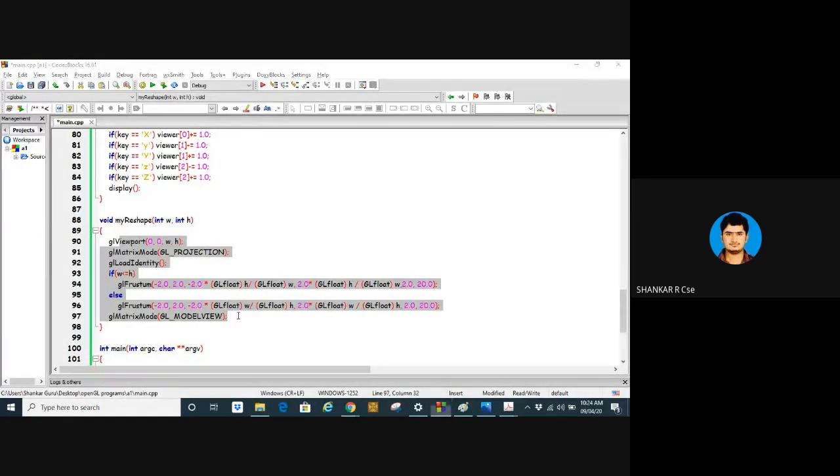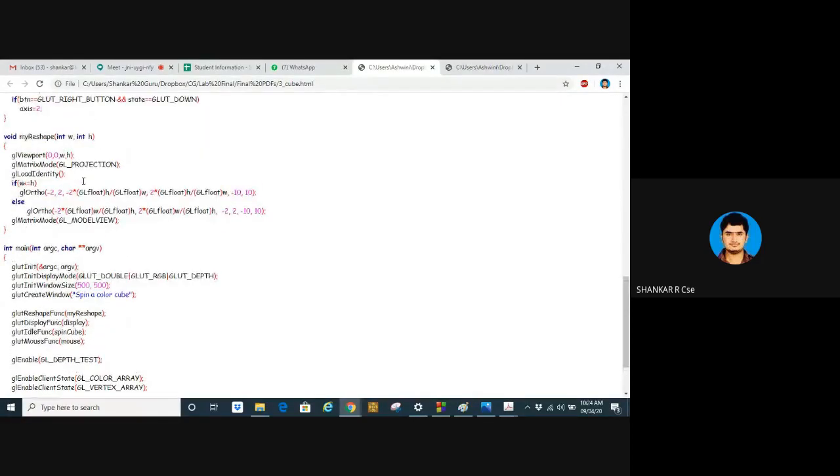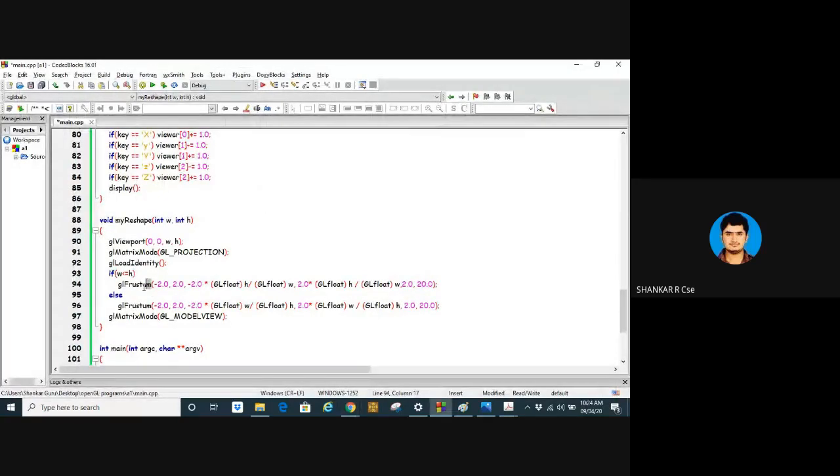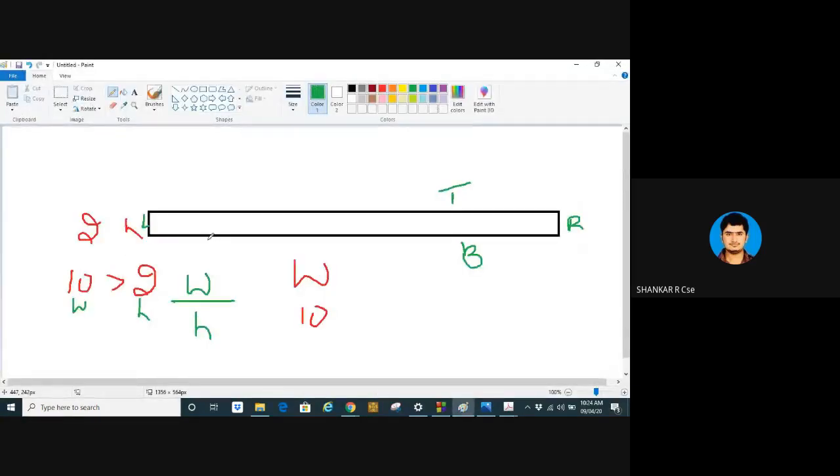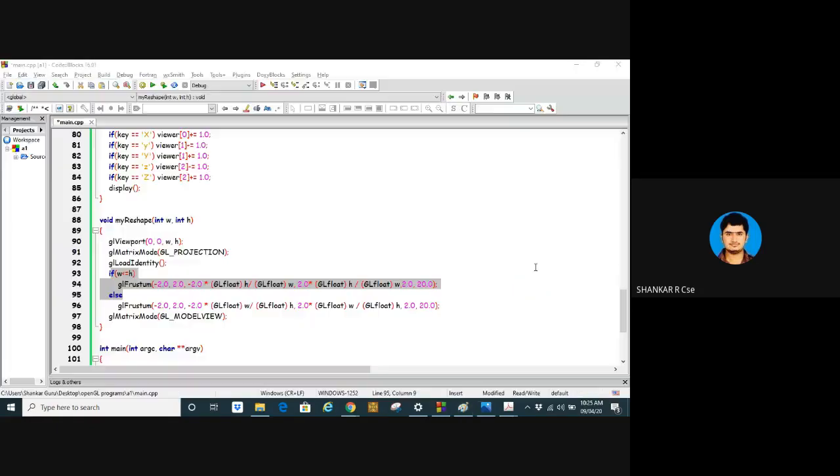So 6 to 7 lines. Similar. These are the same. All the lines are same except frustum. And to talk about this, you should remember this. Whenever you reshape horizontally or vertically, if you reshape horizontally, left and right changes. So left and right changes means the width gets changed. So width is having higher value, height is having smaller value. So smaller value is height, so you should put height here, and the other one is width. So it is W by H. That is why you should write, whenever the width is more, W by H.